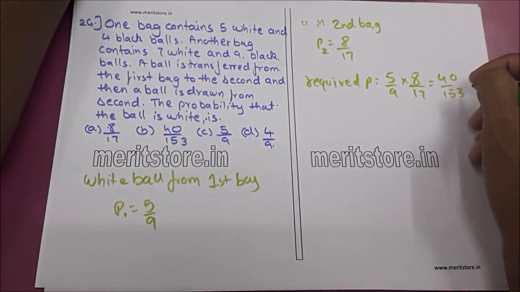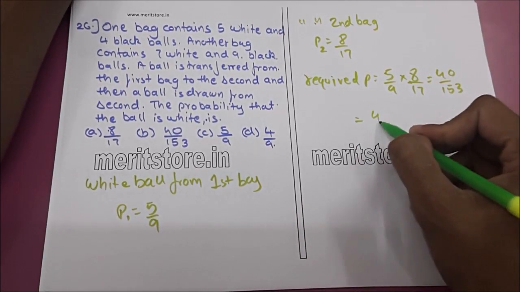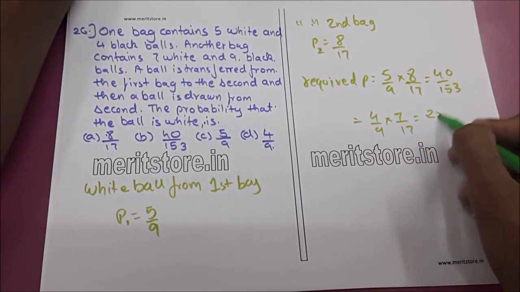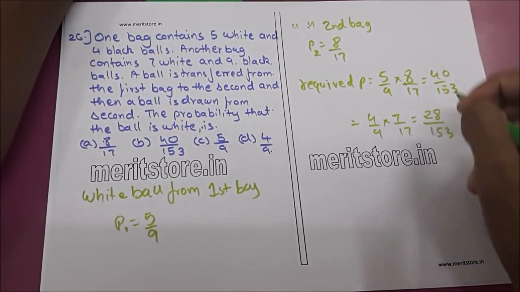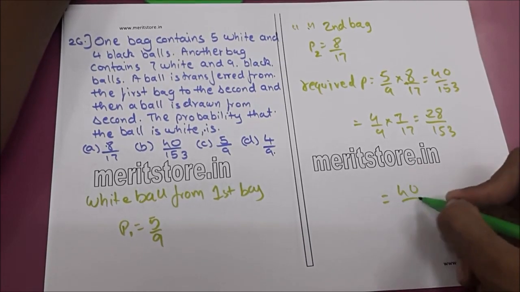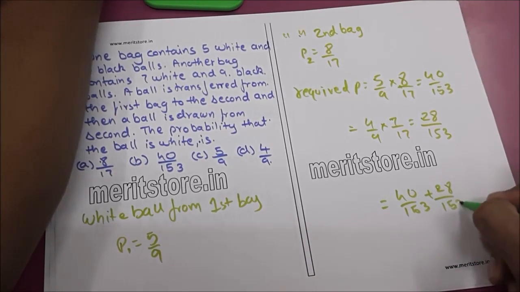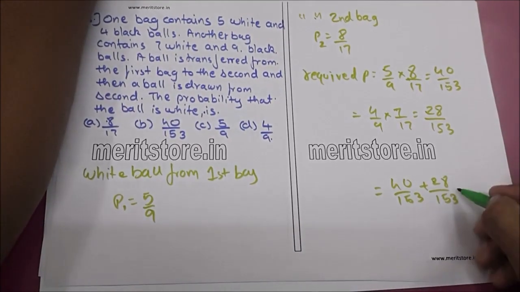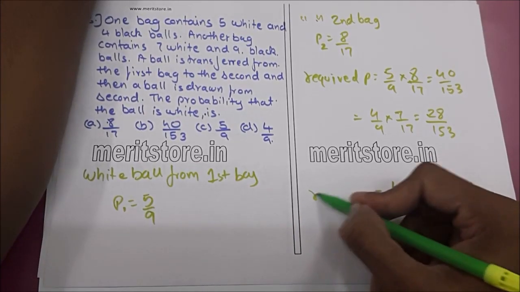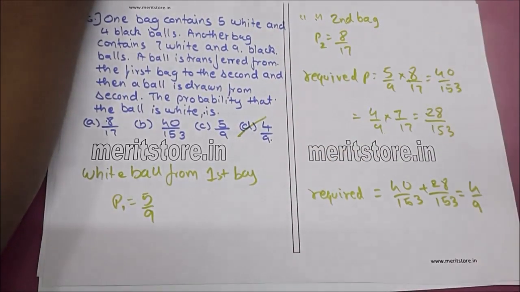If a black ball is transferred from the first bag to the second, then the probability can be written as 4 by 9 into 7 by 17, which is equal to 28 by 153. So the required probability is the addition of both probabilities, that is 40 by 153 plus 28 by 153, equal to 4 by 9, which is option D. Option D is the correct answer.